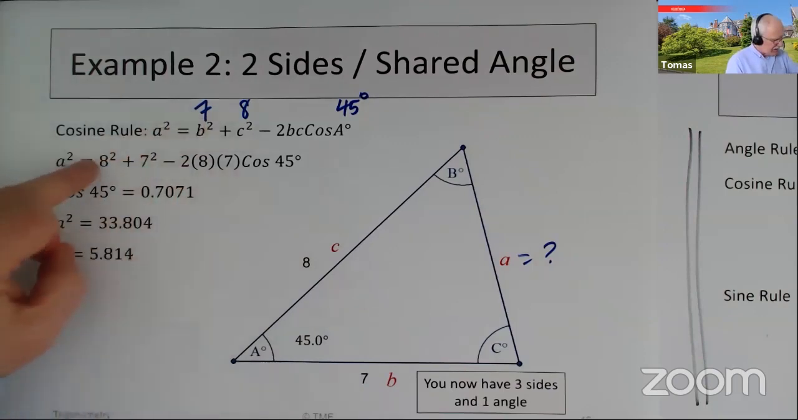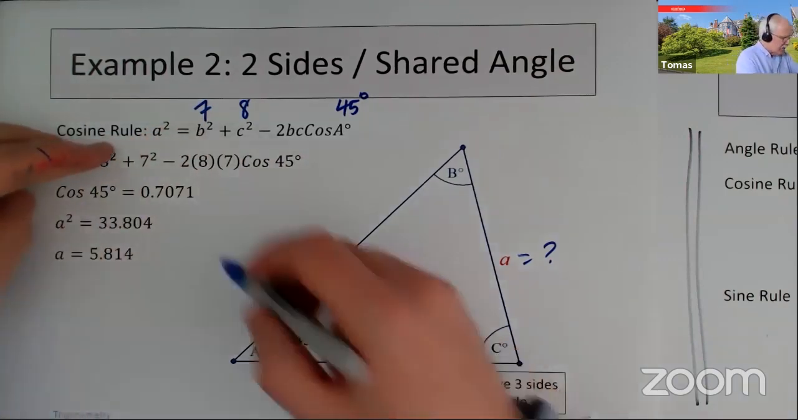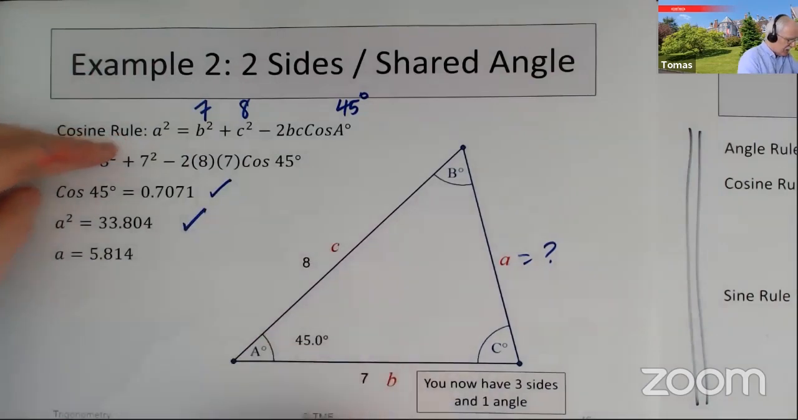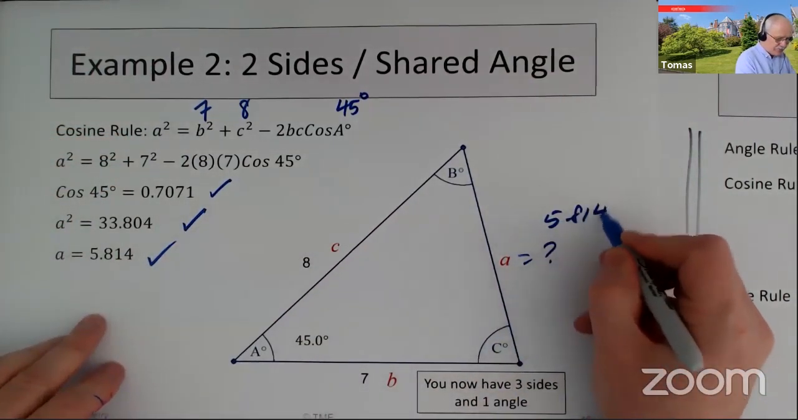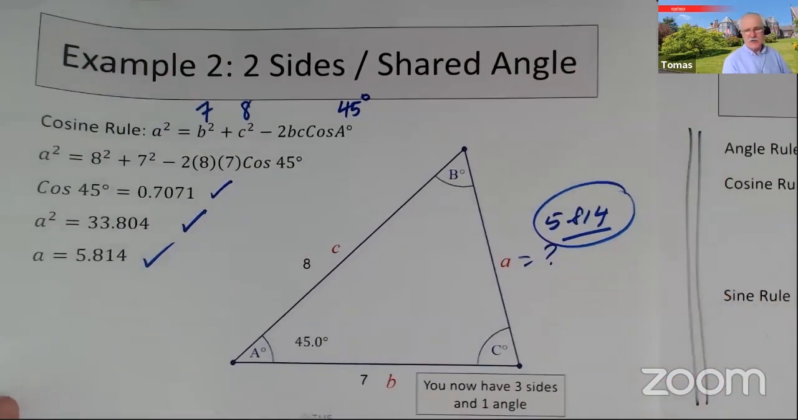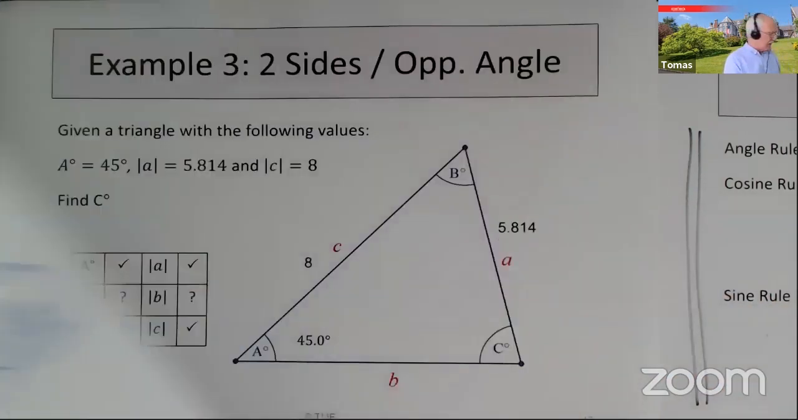B squared is 7 squared, 8 squared, all the numbers there. Cos 45 is that. A squared is 33.8. A is 5.814. So that's that page done. Now you have 3 sides and 1 angle.